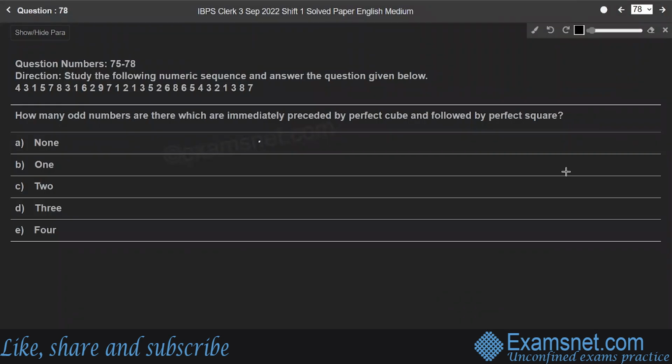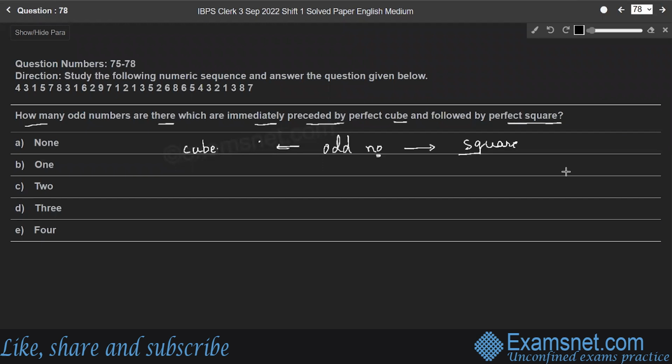Question 78. How many odd numbers are there which are immediately preceded by a perfect cube and followed by a perfect square? So here we have to find odd numbers which are preceded by a perfect cube number and followed by a perfect square number. Preceded means its previous number should be a perfect cube number and its next number should be a perfect square number.